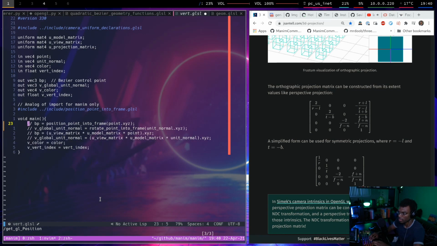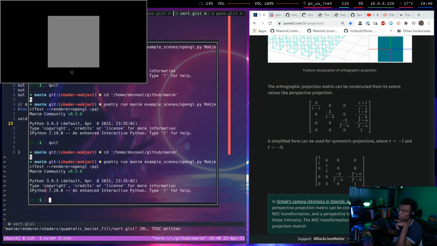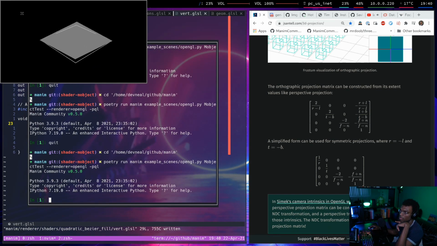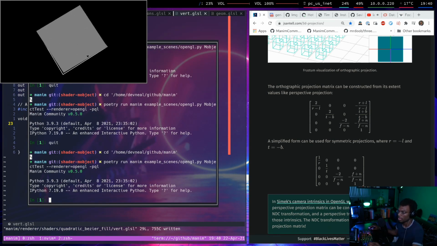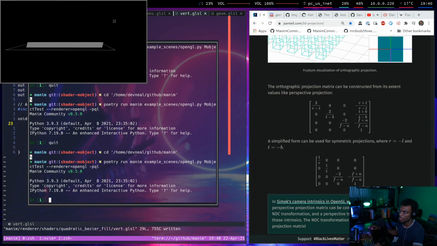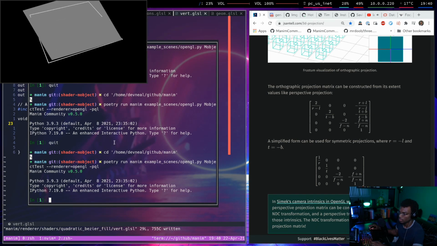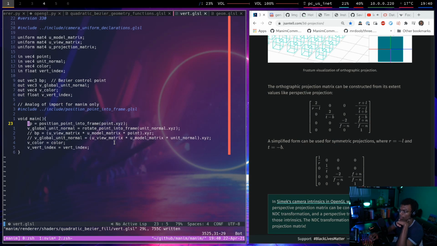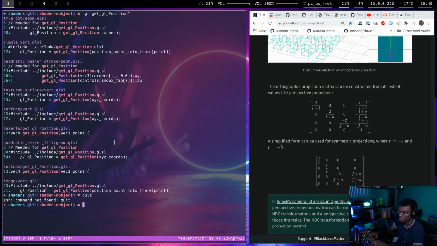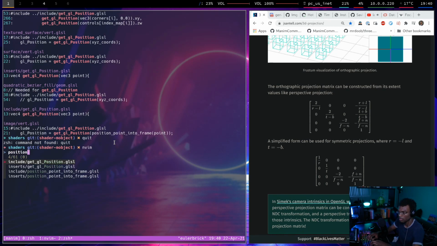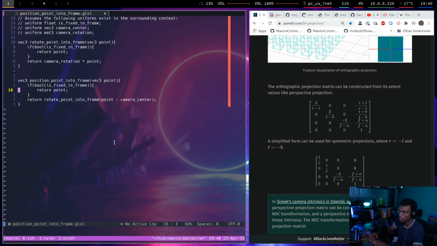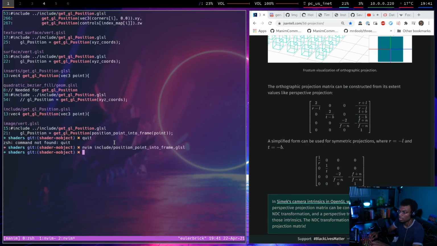Okay, what happens if I don't use the matrix transformation? Okay, so now this should... Now it makes sense that it zooms in the regular way, I think, because it's calling position point into frame and rotate point into frame. This is the center, and rotation. But not the focal length.